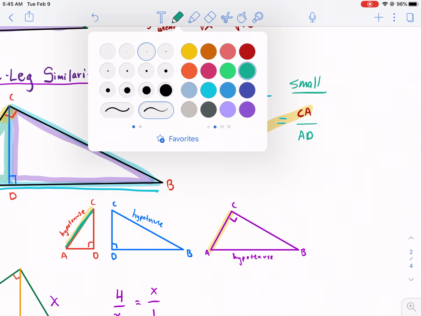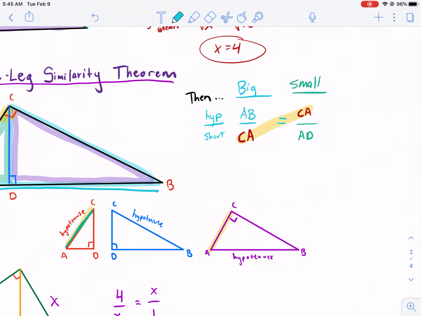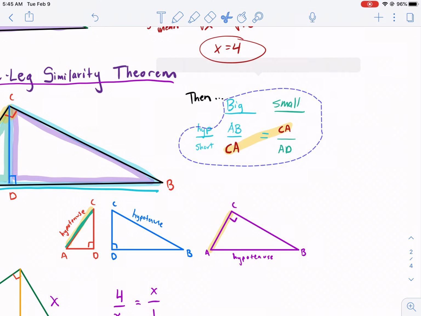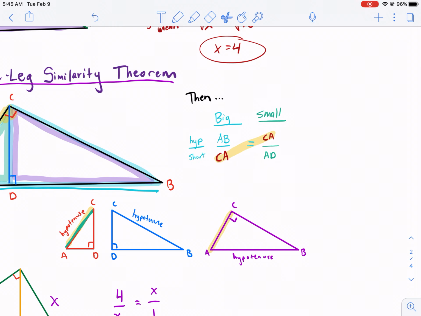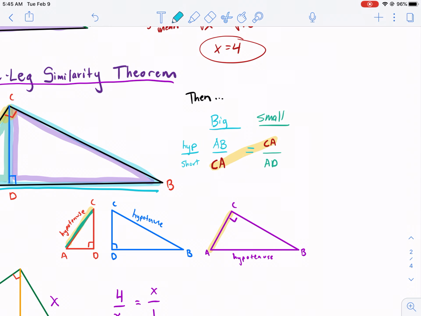Now, we can also do the same thing with the medium triangle. Let me move this over. Okay, so I compared the hypotenuse to the short side on both the left and the right. Now watch how I can do the same thing with the medium triangle. So I'm going to do the big triangle again.